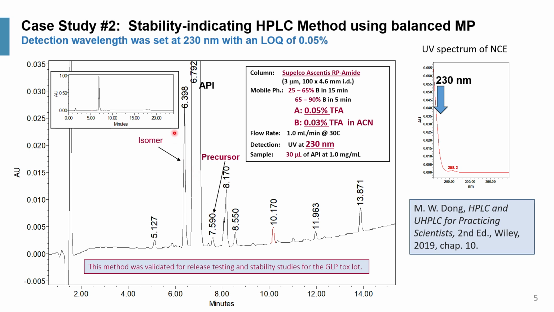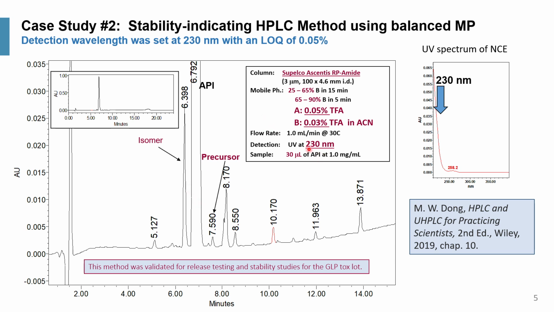Case study number 2 was indicated in the previous video. Shown here is a stability indicating HPLC method also using balanced mobile phases, with the detection wavelength set at 230. For this particular NCE, the selection of the monitoring wavelength is kind of problematic because the actual lambda max is at 258, which has a very low molar absorptivity. So typically you need to go to far UV, which is fine, without any degradation of method performance.